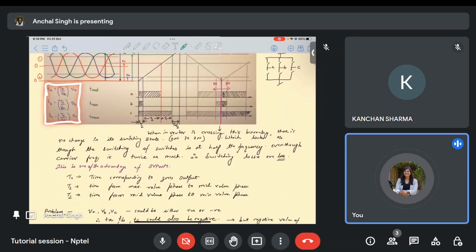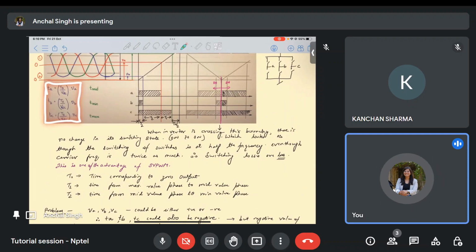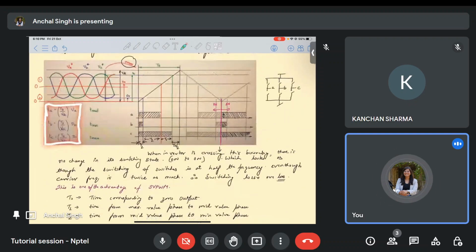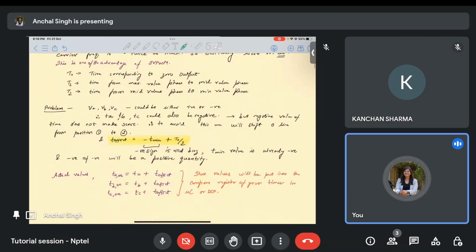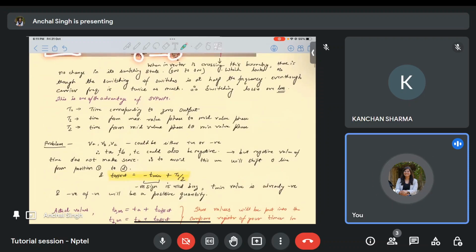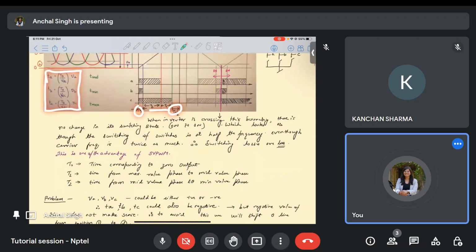Now, when you talk about these time periods, there are different time periods which are assigned. So T0 corresponds to the zero state, and T1 and T2 correspond to the non-zero states or the active states. In this diagram, you have seen that TA is this time period, this is TB and this is TC.